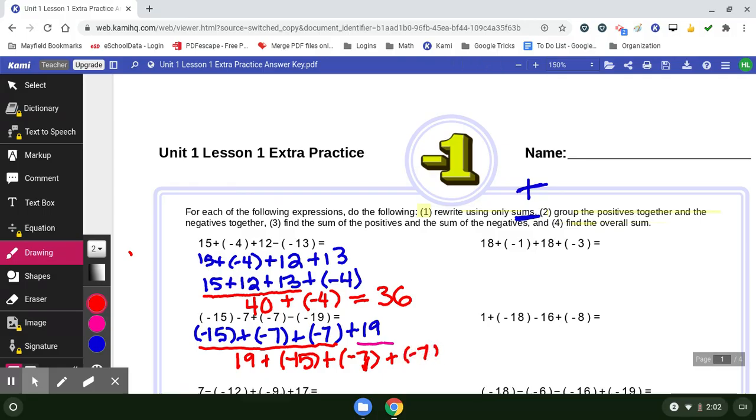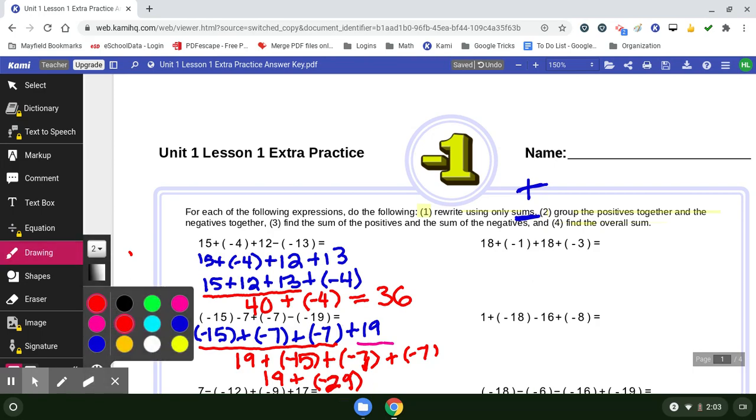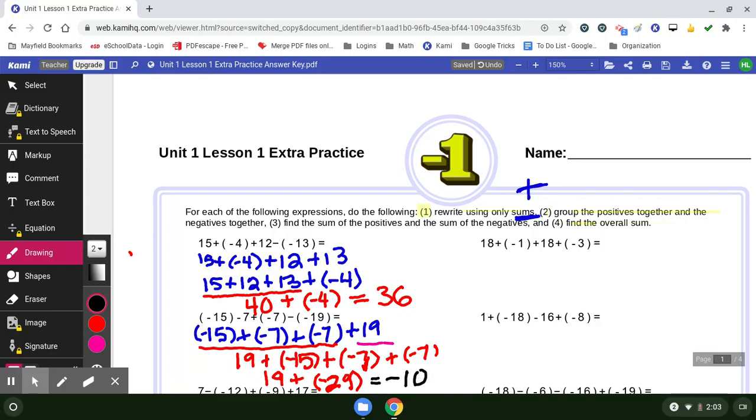And now I'm going to add the positives. They're actually already done for you. So I have 19 plus, then I'm going to add -15, -7, and -7, which gives -29. And then for my final answer, I'm going to find the overall sum. So 19 plus -29 is -10. Okay, so those are 2 more examples.